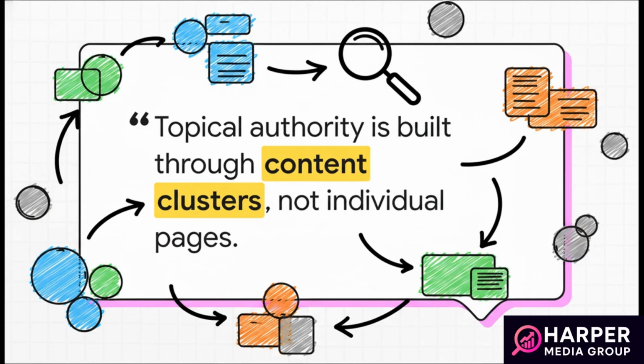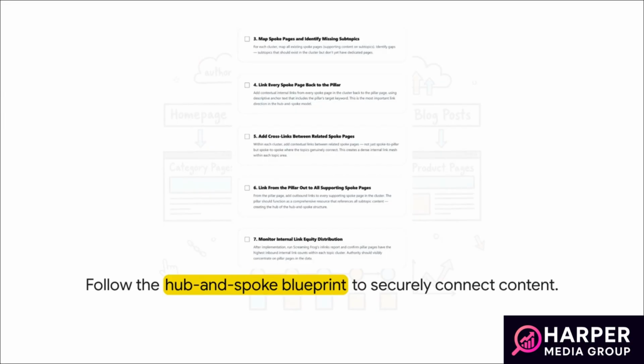If you have 50 disconnected articles on a single topic, it just looks like random noise to a search engine. But if they're tightly linked together, now it looks like coordinated authoritative expertise. So here's the actual practical checklist to build that coordinated signal. We call this the hub and spoke blueprint. First, you link every supporting spoke page back to your main pillar page. Then, you cross-link those related spoke pages to each other so they form a tight web.